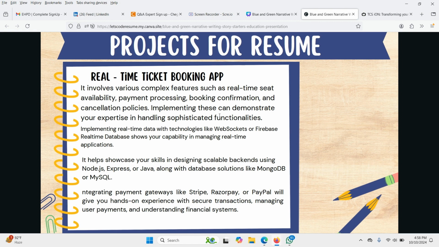So that is the real-time ticket booking app, because it will give the interviewer or the recruiter who sees your resume a brief scenario that you have worked on a complex project. You know how to handle real-time data, you can handle sophisticated functionalities, you can handle payment integration easily, and you can design a scalable backend easily. So this is the first project that you must include in your resume.